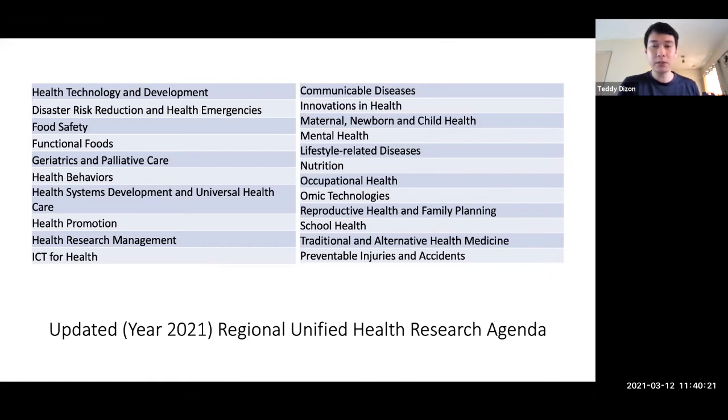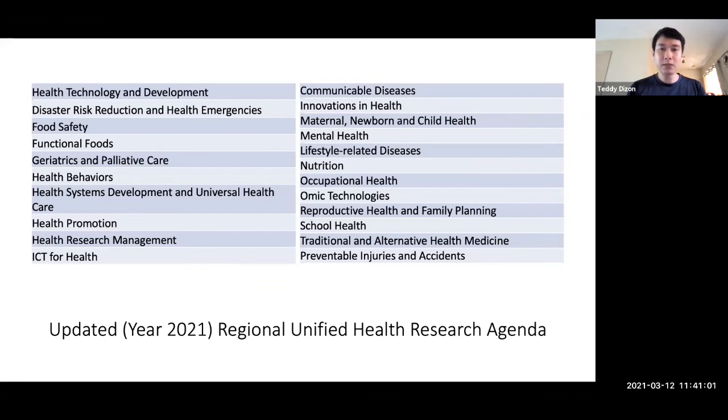So health promotion, 80%. Health research management, 80% nag-yes. ICT for health, 90%. Communicable diseases, 90%. Innovations in health, 70%. Maternal, newborn, and child health, 80%. Mental health, 90%. Lifestyle-related diseases, 100%. Please unshare the results and then we proceed with the next polling.